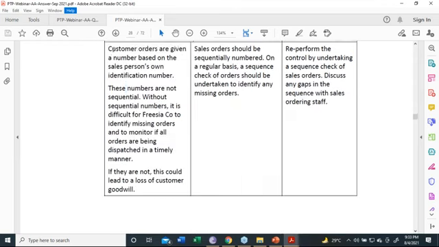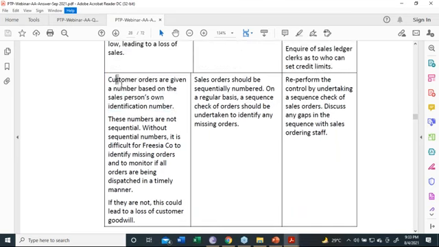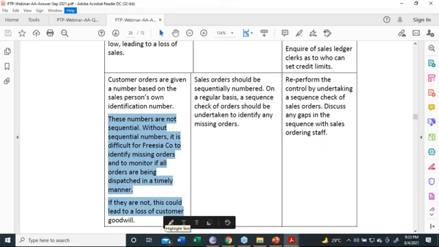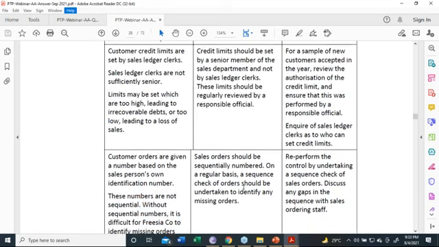Okay, another one. Customer orders are given a number based on their salesperson's own identification number. That will give you half mark. Copy it from the question. Now the explanation of this. If these numbers are not sequential, the sequential review cannot be performed, and as a result, missing orders will be harder to identify. And this could lead to loss of customer goodwill, because the customer will be waiting for the delivery and you are not aware of it. What should be the recommendation?